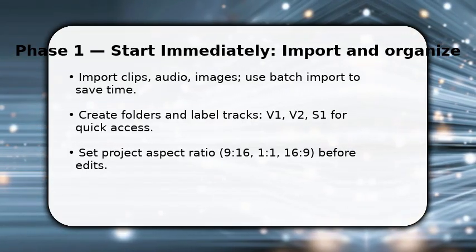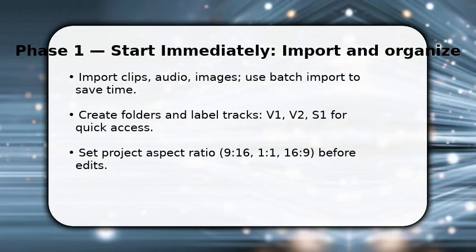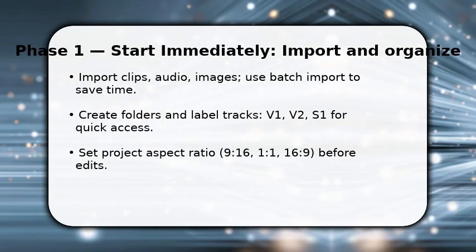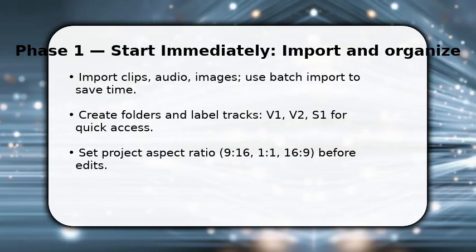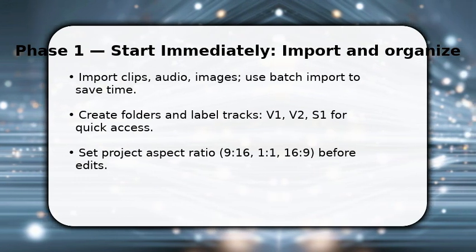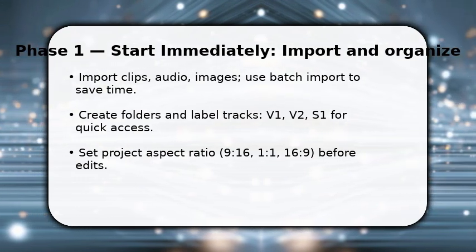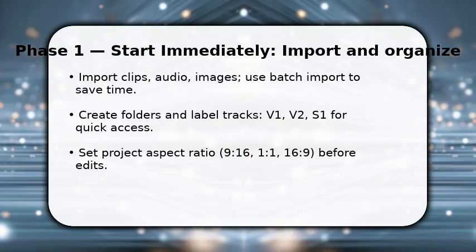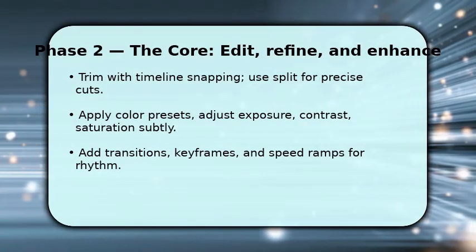Once done, drag your main clip into V1, trim rough start and end points, and place supporting B-roll on V2. Make sure audio goes to S1, and set initial volume to a reference level. You now shape the story, trim tightly, and use split for precise cuts so pacing feels natural.